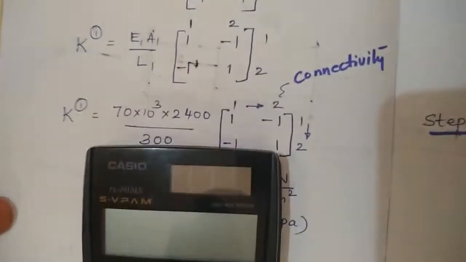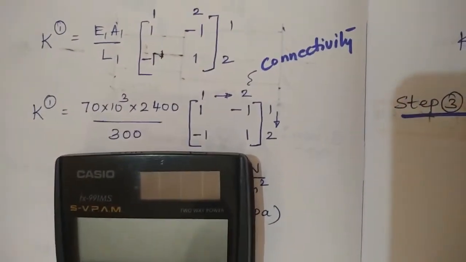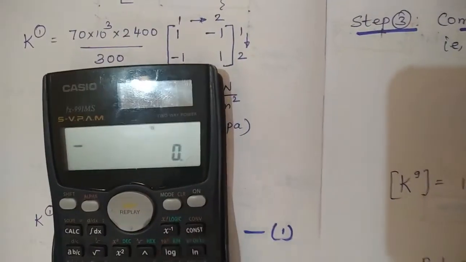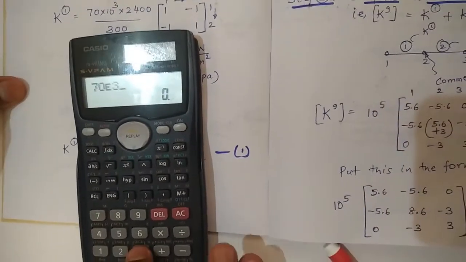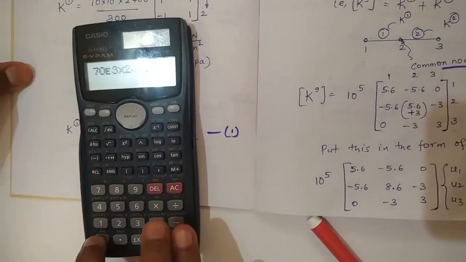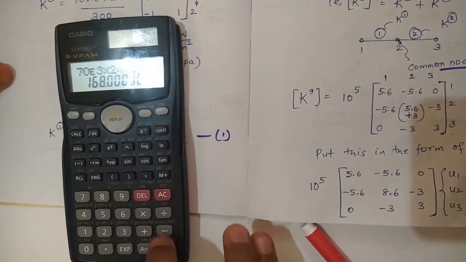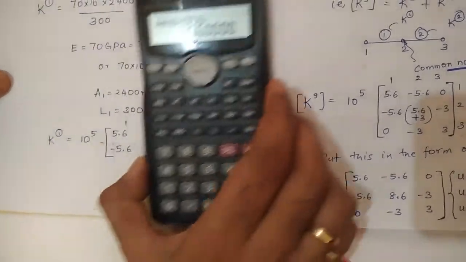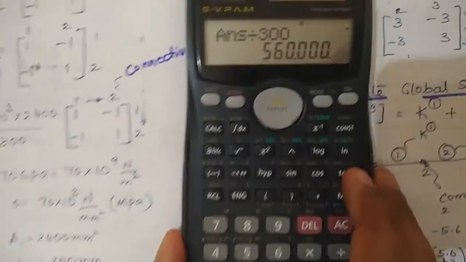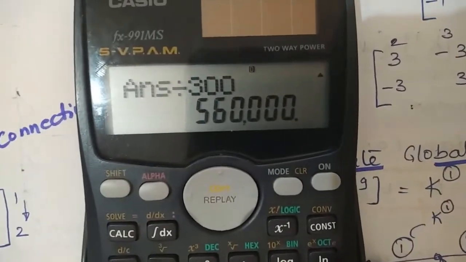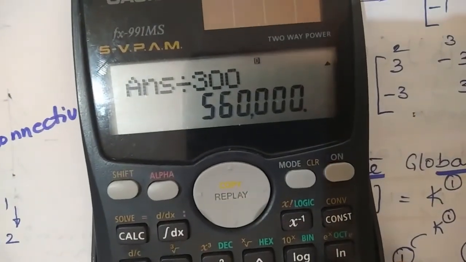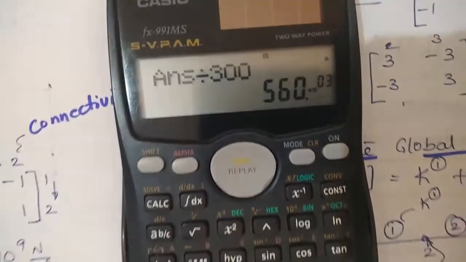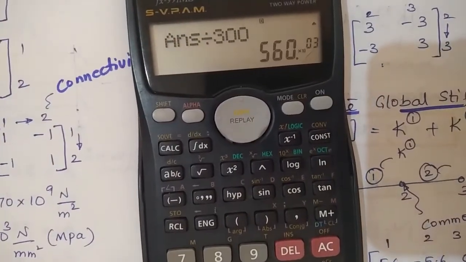You can just substitute the 70 exponential 3 by 400 divided by... you can see you will get a value of 5.6. Okay, 5.6 into 10 raised to 5, you can just put 560 into 10 raised to 3.